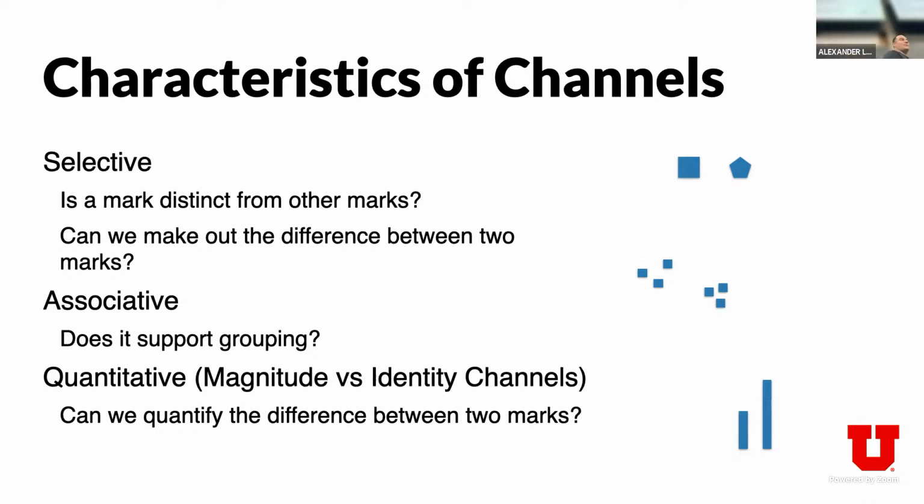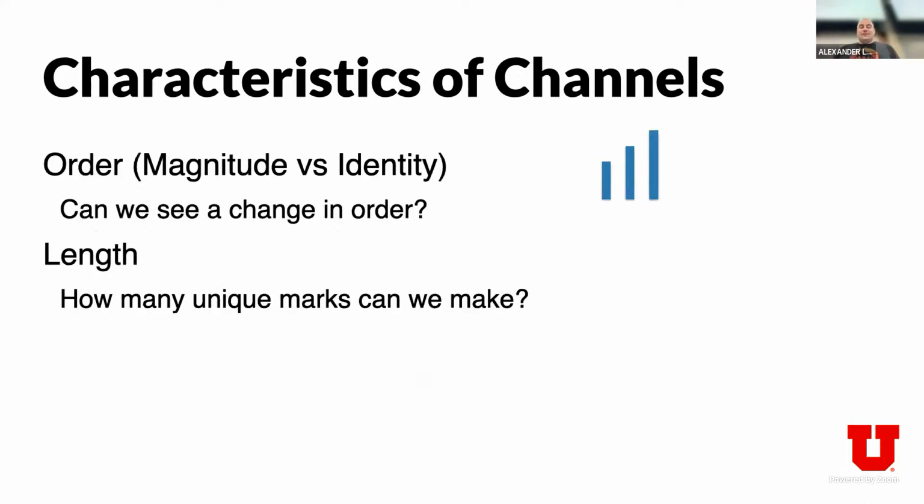Associative is about whether it supports grouping, right? So things that cluster together spatially are nicely grouped, for example, but I don't know whether things that are red and green group nicely together, right? And then is it a quantitative measure? Basically this is asking about quantity, is it a magnitude versus an identity channel? Can we quantify the difference between 2 marks? So something is not only identity, right, but also how much of a difference is there? Then we ask as well for order. Can we see a change in order if we have certain items sorted?